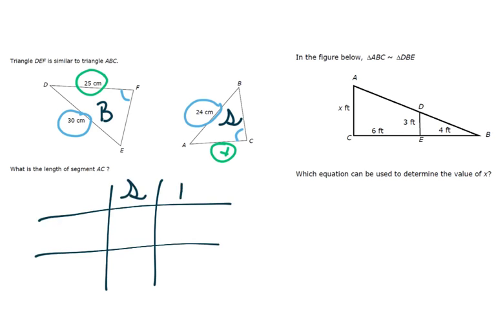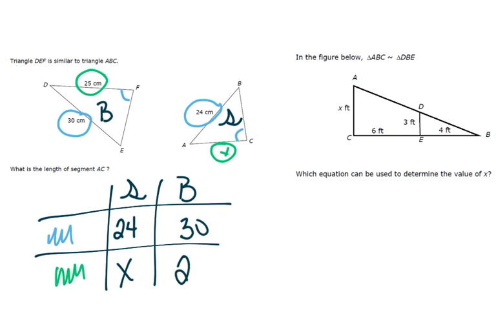So small triangle, big triangle, blue side, green side. So in my small triangle, the blue side's 24, the green side is X. In my big triangle, the blue side is 30 and the green side is 25. So we cross multiply and divide, and here you would get X equals 20.